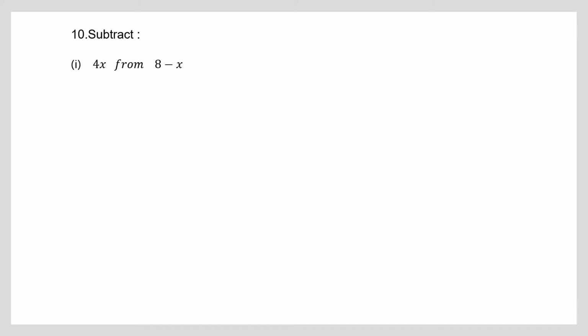10th, subtract 4x from 8 minus x. Okay, so we have 8 minus x and subtract 4x from this. So I need to write 4x here. Now let me write whatever is missing. I have a plus sign here. I have 1 here and I have a plus sign. Again, since it's subtraction, we change the sign of the second row. So plus becomes minus and then we work out. So plus 8. Here signs have now become the same. Minus 1 minus 4 is minus 5x.